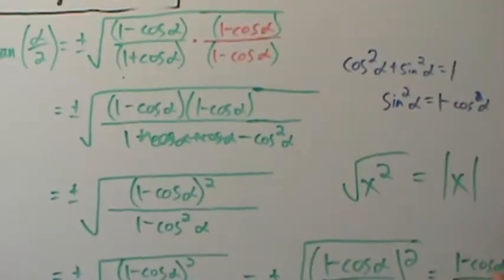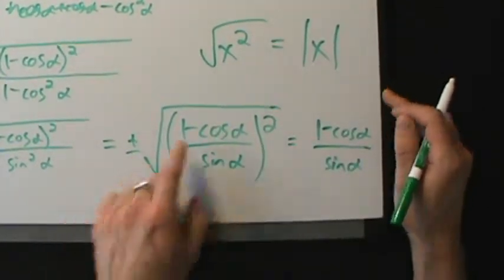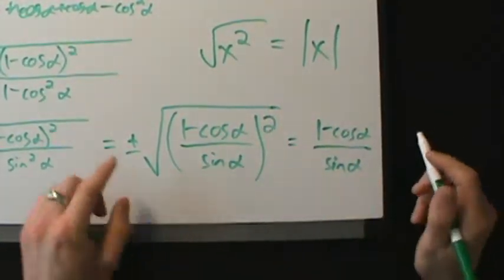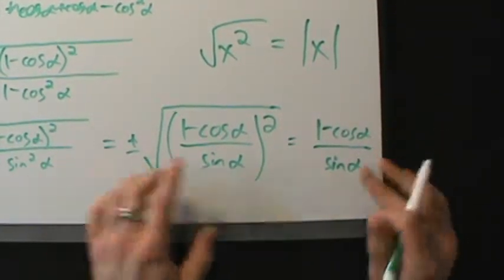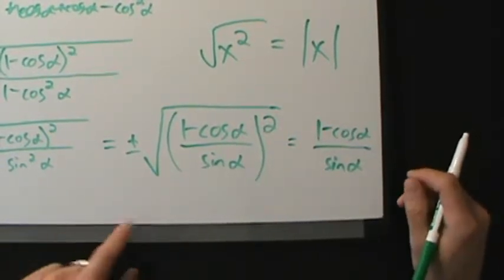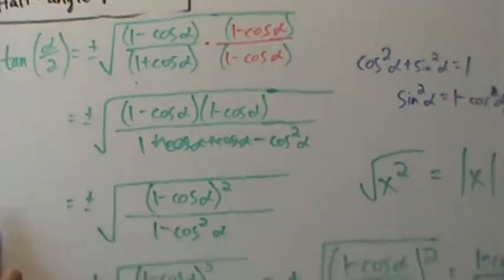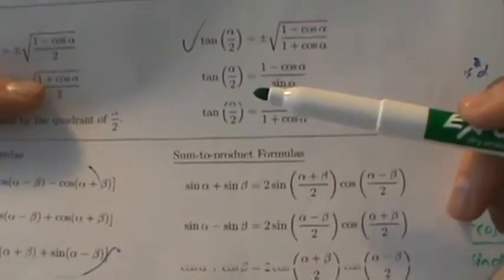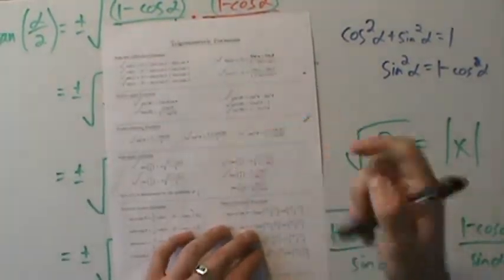And to a lesser extent, in this case, alpha over 2. But anyway, because we have the plus and minus sign, we don't have to worry about the absolute values around here. Because normally when you take the square root of something squared, you've got to have absolute values. But here the plus and minus sign handles that for us. So this here, 1 minus cosine alpha over sine of alpha, equals tangent of alpha over 2. Okay, and that establishes the second half angle formula for tangent. Tangent alpha over 2 equals 1 minus cosine alpha over sine of alpha.